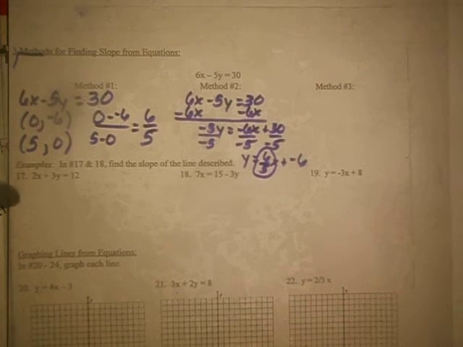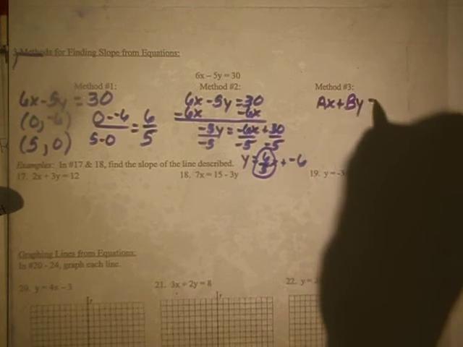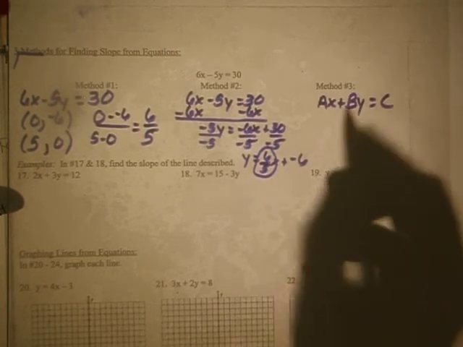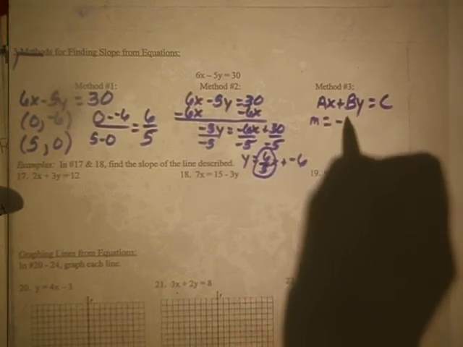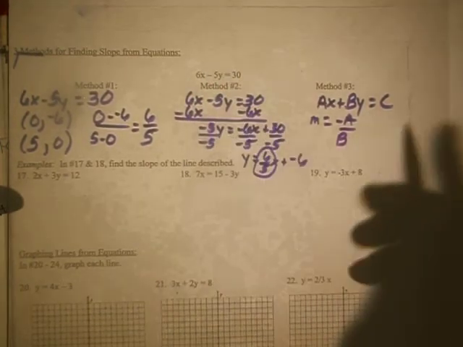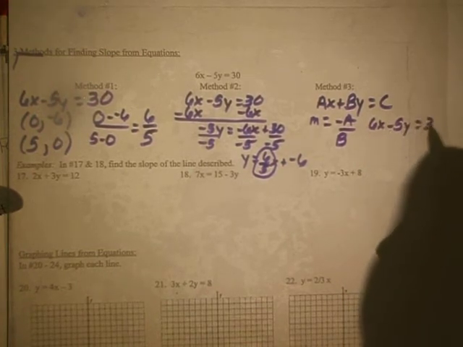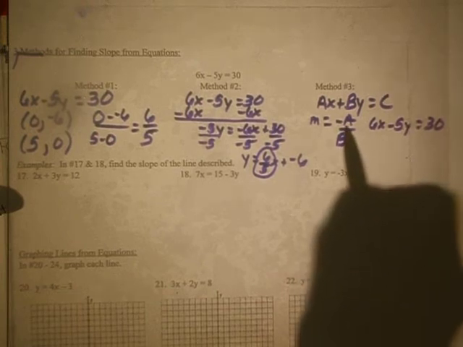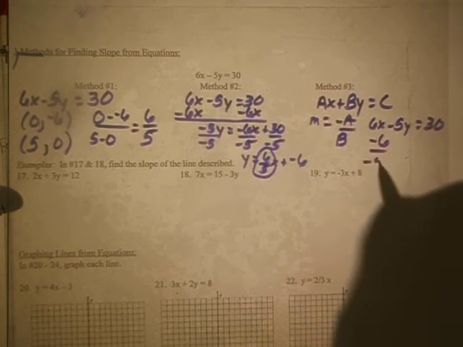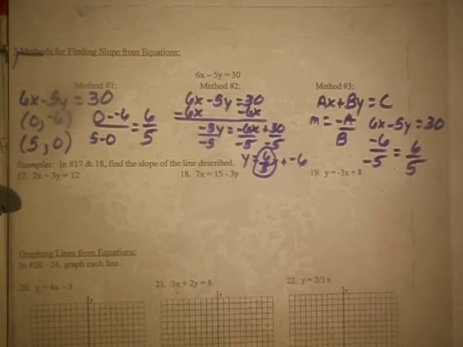And if you can remember one more formula, standard form is ax plus by equals c. The formula for the slope from standard form is: your slope is negative a over b. So in this equation, we had 6x minus 5y equals 30. To come up with our slope, we will do negative a, which is negative 6, over b, which is negative 5. And that becomes 6 over 5.